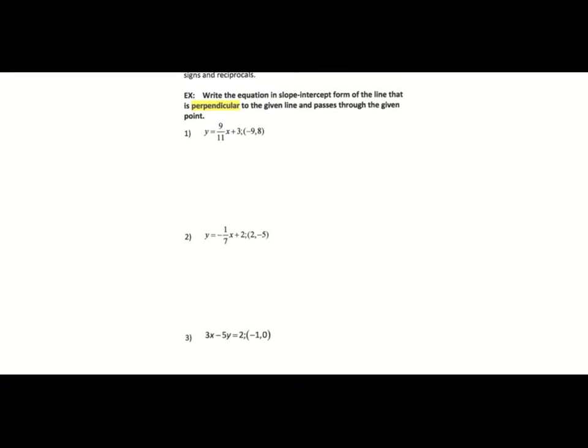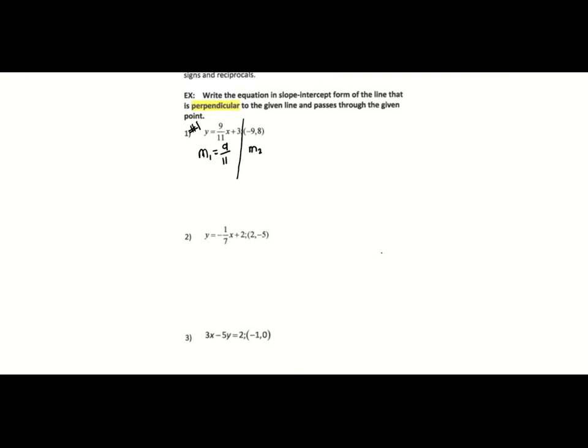If we look at number 1, this side here gives us our first equation. The directions say to write the equation in slope-intercept form of a line that is perpendicular to our given line and passes through our given point. So if our original equation is right here, this means our original slope, I'm going to call that M1, is 9 over 11. Now when we did parallel lines, we could just use that same slope in our new equation. But now if we want a line that's perpendicular, we need to take the opposite reciprocal.